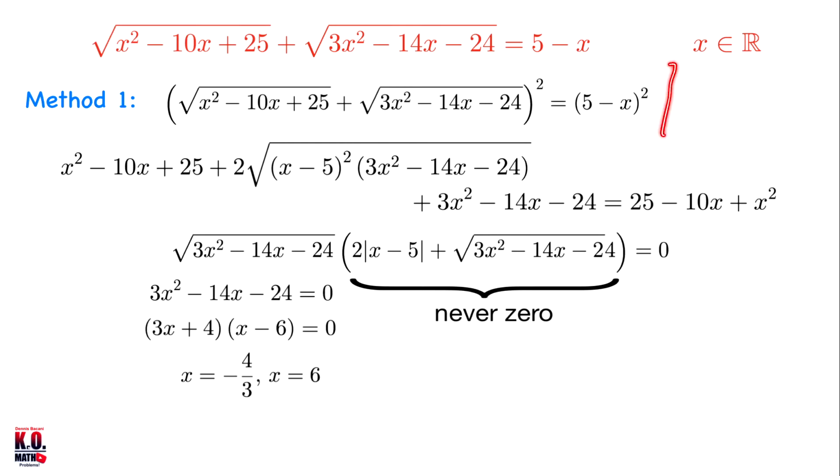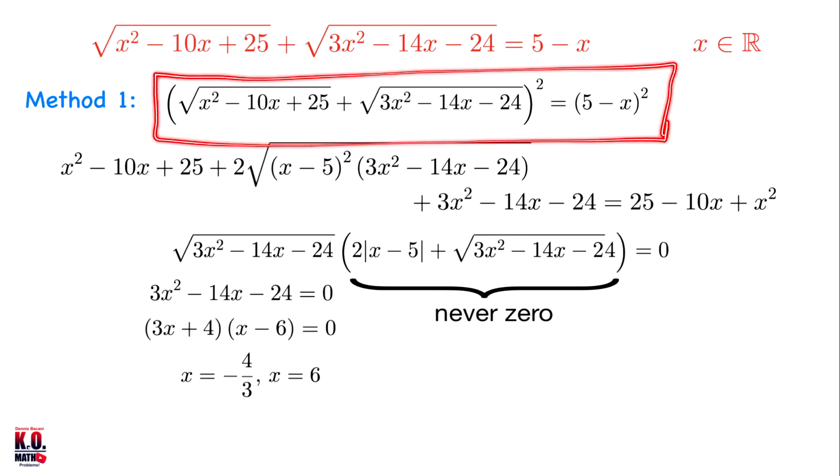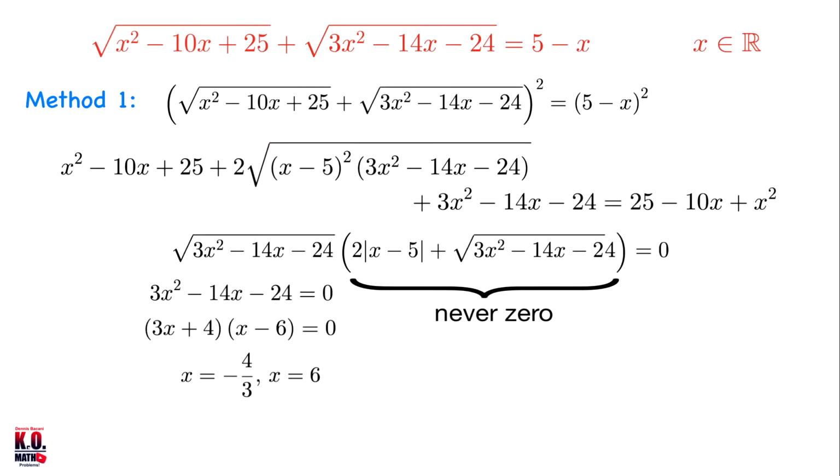Now, because of this squaring here, we have to check our answer. That is, we need to make sure that these x values here satisfy the original equation. Now, do you think x equals 6 is a solution to our original equation? The answer is no. Why? Because when x is equal to 6, this is equal to negative 1. But the left-hand side is actually always greater than or equal to 0. So therefore, x equals 6 is an extraneous root. It is a false solution.